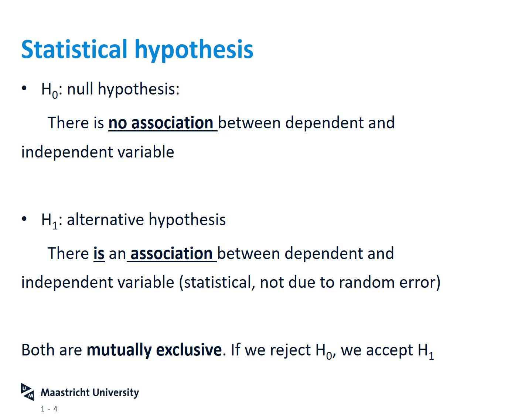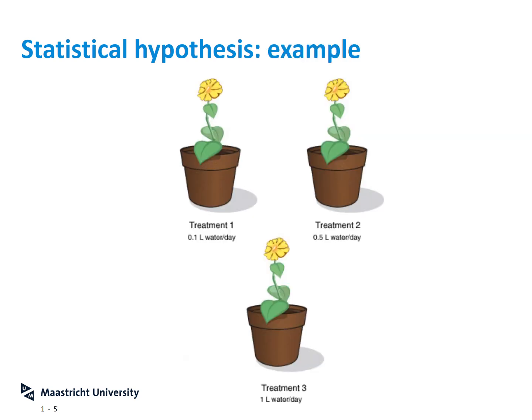And important to see here, and actually very logical, is that both are mutually exclusive, right? If we reject our null hypothesis, our alternative hypothesis is accepted, and vice versa. To give you an example and to discuss what dependent and independent variables are, let's say you have three batches of plants and you give them three separate treatments: one batch of plants 0.1 liter of water a day, another batch half a liter of water a day, and a third batch a liter of water a day.